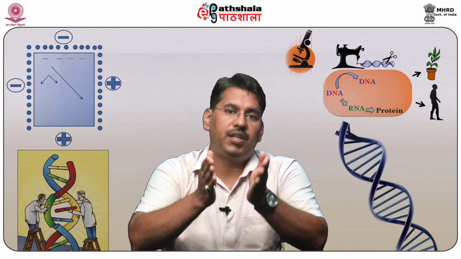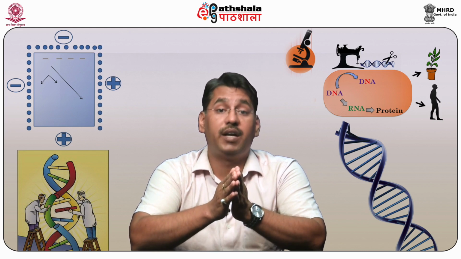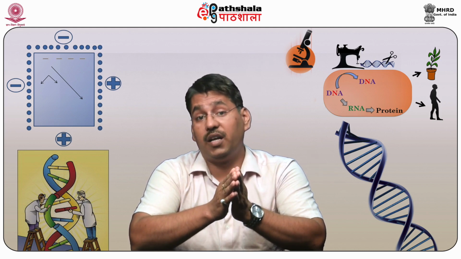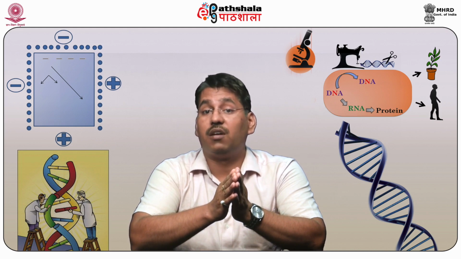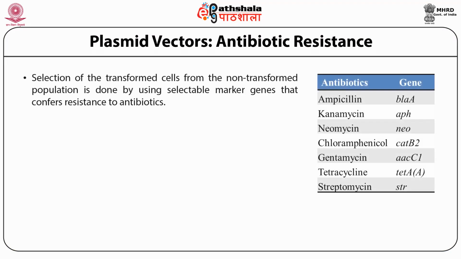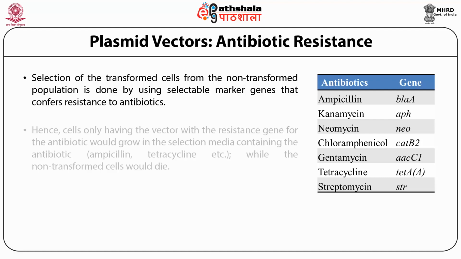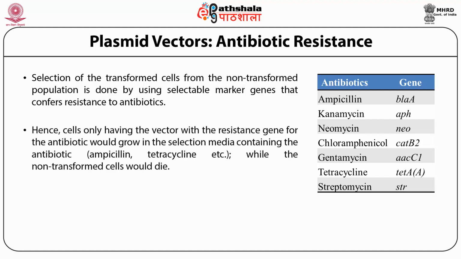Therefore, recombinants can be detected by blue-white screening on growth medium containing X-gal in the presence of IPTG as inducer. The selection of transformed cells from the non-transformed population is done by using a selectable marker gene that may confer antibiotic resistance. Hence, only the cells having the vector with the resistance gene for the antibiotic would grow in selection medium containing an antibiotic like ampicillin, tetracycline, etc. The non-transformed cells would die.